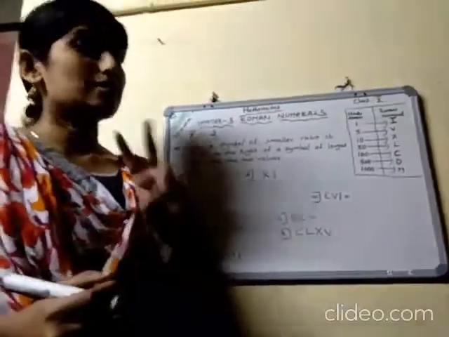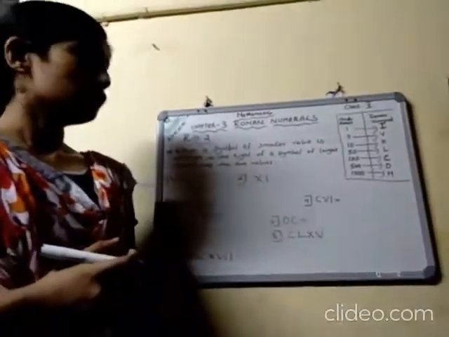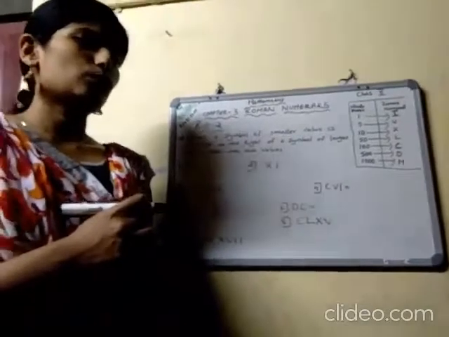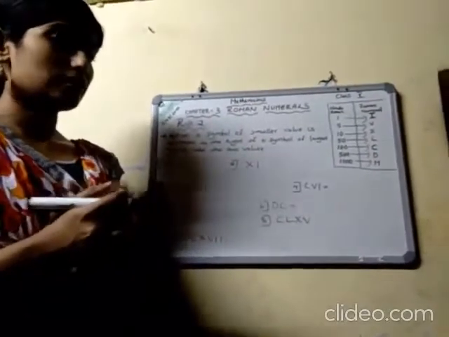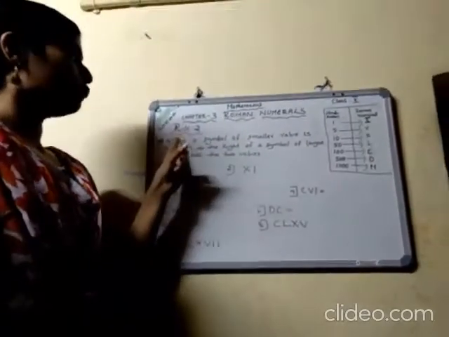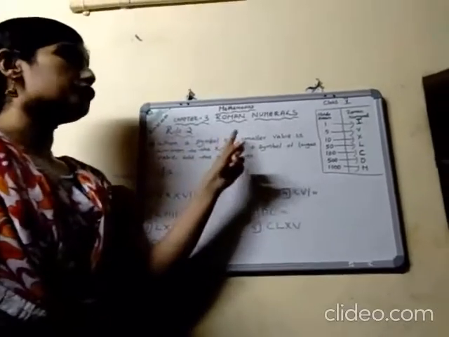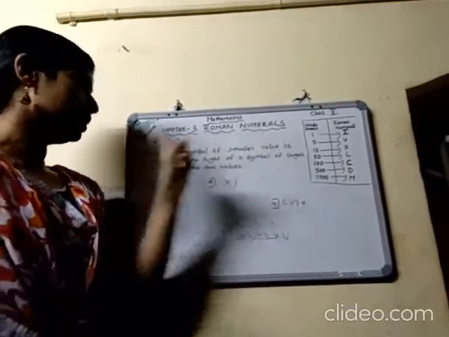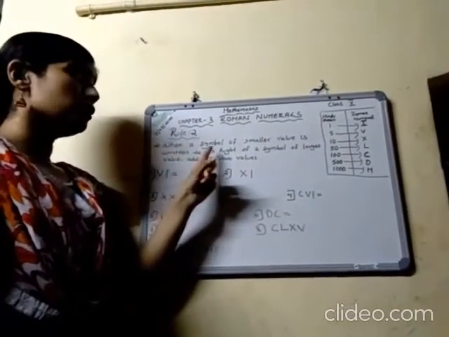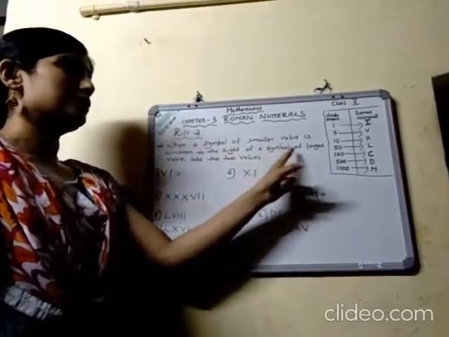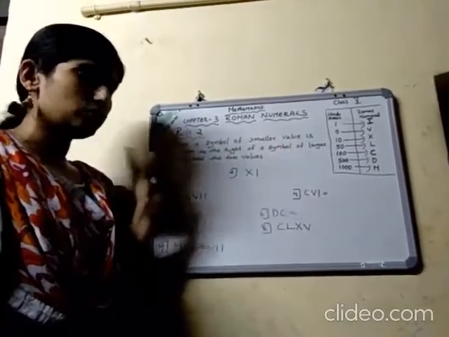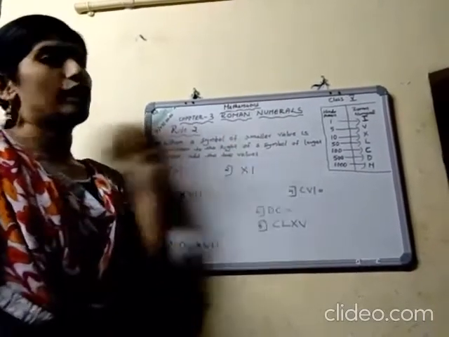Let us see the second rule. Did you remember the second rule? What does the second rule state? The second rule states that when a symbol of smaller value is written to the right of a symbol of larger value, add the two values.